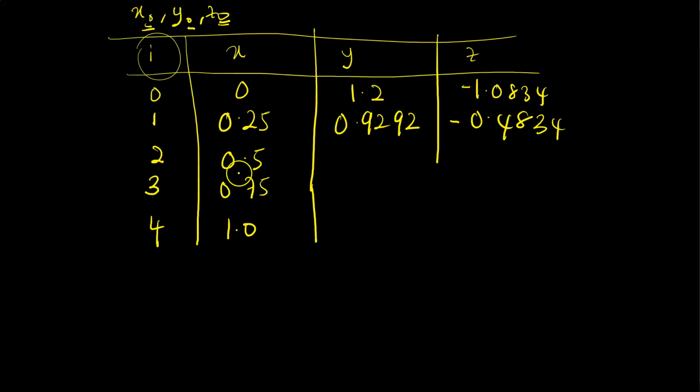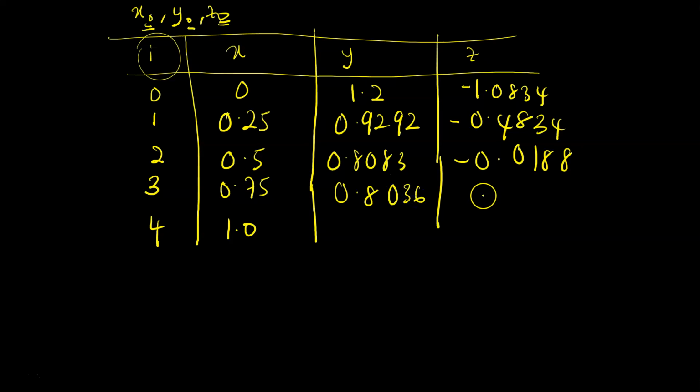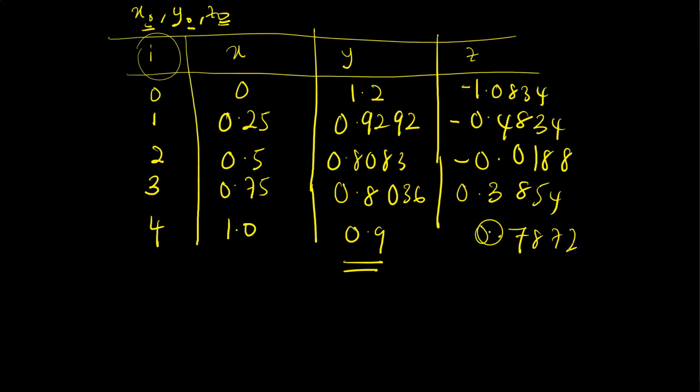When x is 0.5, you got 0.8083, and then here negative 0.0188. And then when x equal to 0.75, which is for i equal to 3, your y3 is 0.8036, and then this one 0.3854, this one 0.9. As we compare, it is equal to the actual solution, and our z4 is 0.7872.